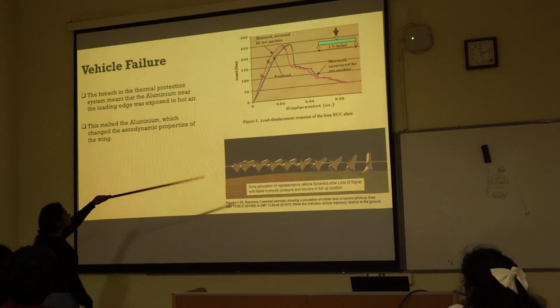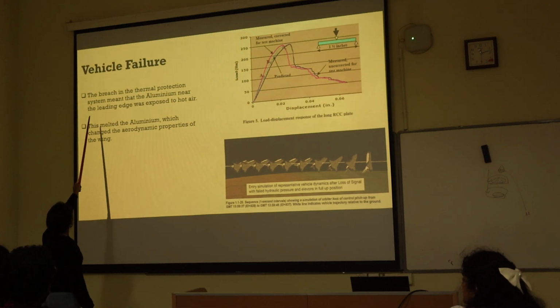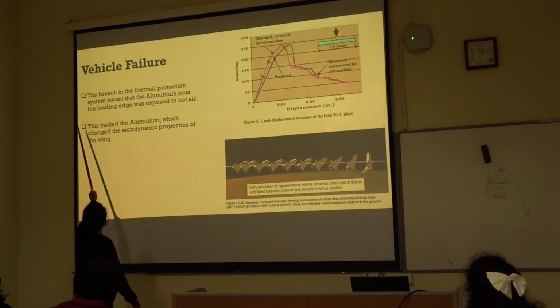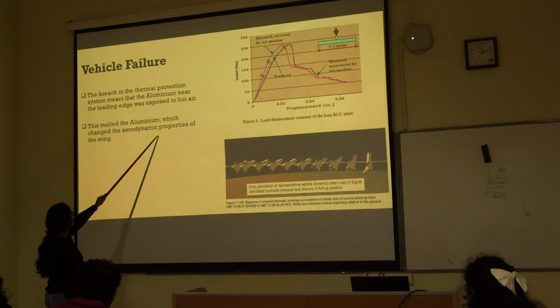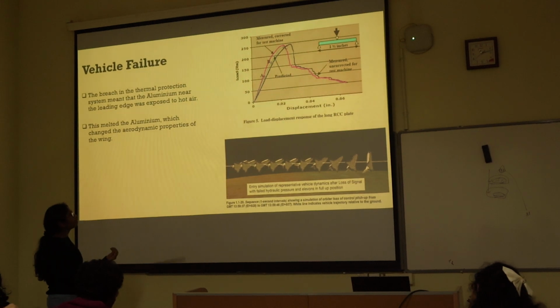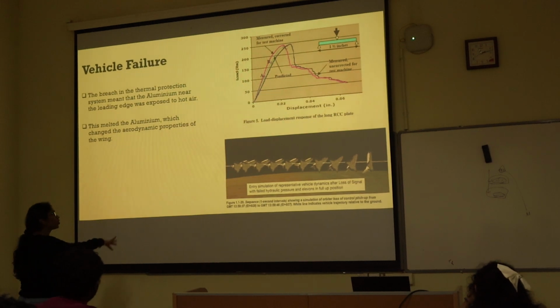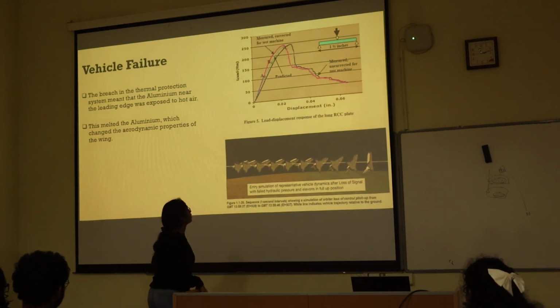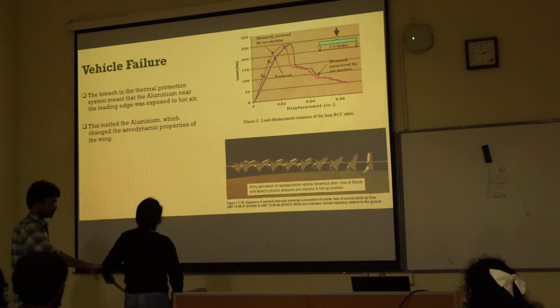So as I explained already, because the hot gas is going in, the aluminium near the leading edge is exposed to hot air. This melted the aluminium, which changes the aerodynamic properties. So now the left wing is basically off, so it loses balance, and then it topples and it crashes, it burns up, comes into the environment.